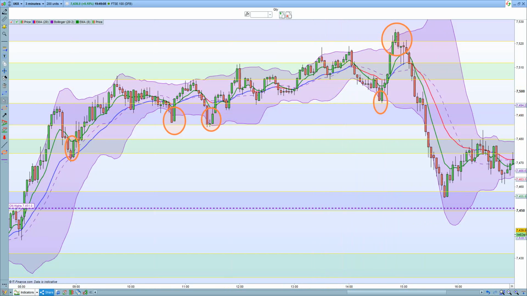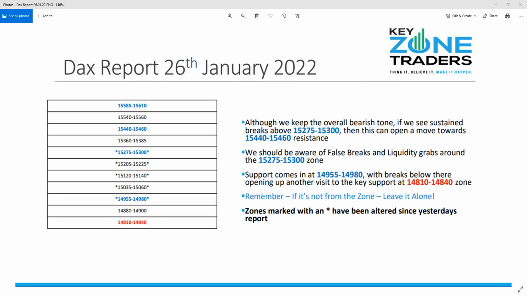Let's now go and take a look at the DAX. Okay, so the DAX, we said, although we kept the overall bearish tone, if we saw sustained breaks above this 275 to 300 area, then this could open up a move towards 440 to 460 resistance. We said we should be aware of false breaks around that area. Then we spoke a little bit about some support zones. We also mentioned that above 440, the next zone of support was 585 to 610. So let's go and have a look and see what happened in the DAX today.